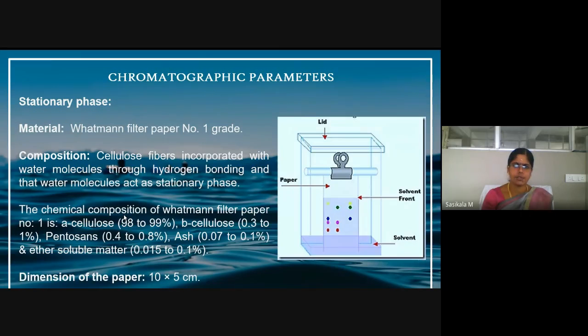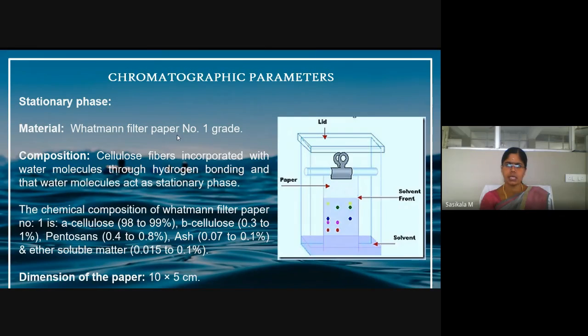The second parameter for chromatography, what we require for separation: one phase is the stationary phase, another one is the mobile phase. Let's see what is used as the stationary phase for paper chromatographic separation. It is Whatman filter paper number 1 grade. You can observe the picture where the paper is. It is white in color, not looking like a normal filter paper, a very pure white paper, and various grades are there.